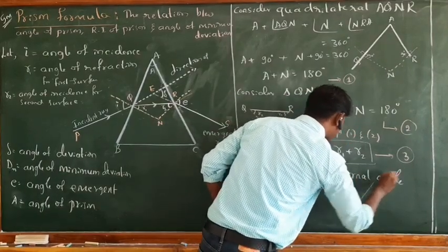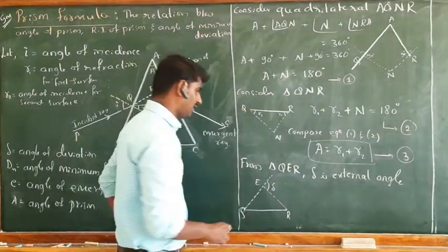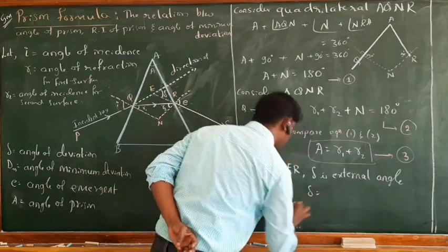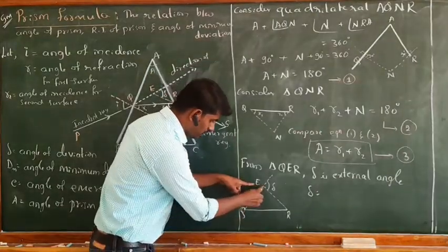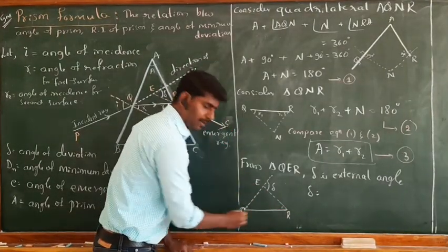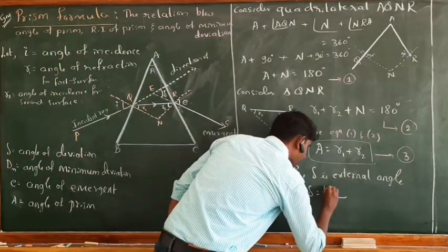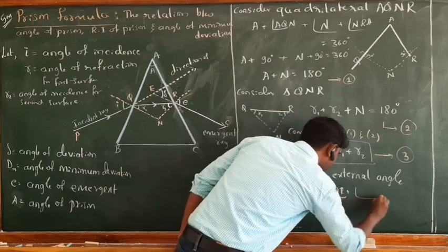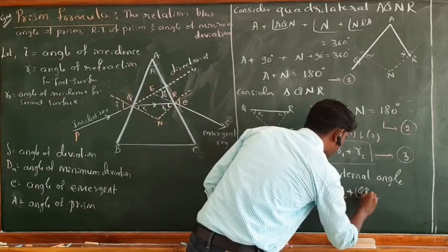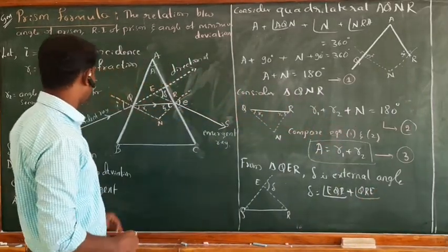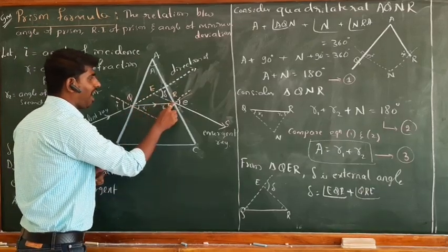Delta is an external angle. If delta is an external angle, I want to write the delta in terms of its internal angles. We know the general concept, that an external angle is equal to the sum of the opposite internal angles. So delta is equal to this angle plus this angle: EQR plus QRE. Okay, and how to write EQR value and QRE value.